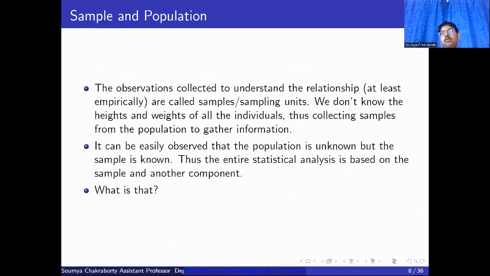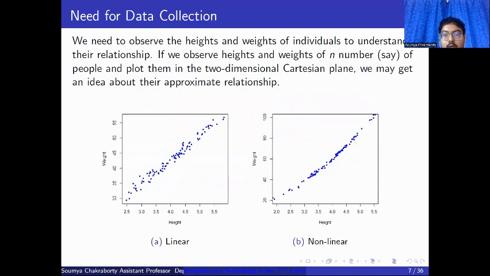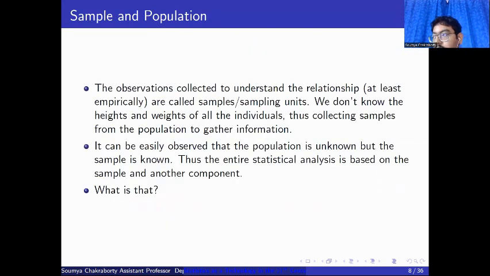So these data, I am using the term data again and again, but the point is that technically in statistics, these observations, that is heights and weights about some individuals, are called samples or sampling units. We do not know about the population, that is the heights and weights of the entire population, maybe of Kolkata, maybe of India, maybe of the world. We do not know that, and it's not possible to collect heights and weights of all the persons. It's impossible practically. So we need to collect a subset of the population, and that is called sample.